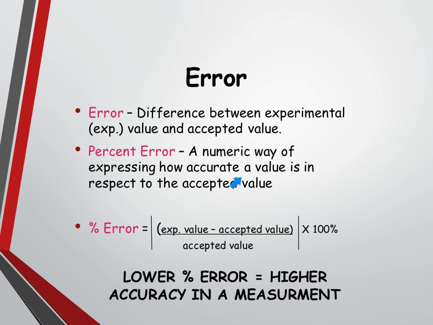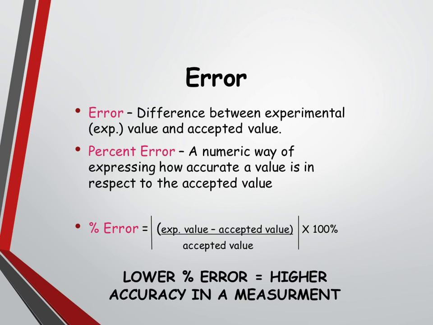So it expresses how accurate a value is with respect to the accepted value, because each set of data may have a different accepted value, right? And so if you're comparing different data sets and they all have different accepted values, then you need a way to measure the relative error compared to another set of data, and that's what we call percent error.